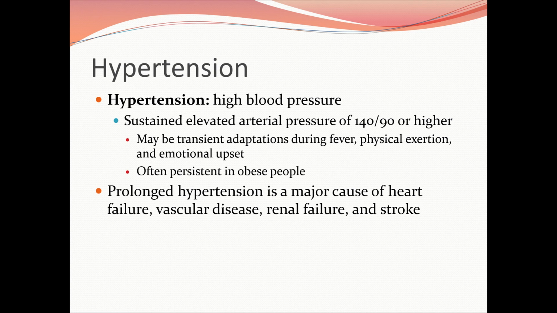Hypertension is high blood pressure. It is a sustained elevated arterial pressure of 140 over 90 millimeters of mercury or higher. It may be transient, an adaptation during fever, physical exertion, and emotional upset. However, it is often persistent in obese people. Prolonged hypertension is a major cause of heart failure, vascular disease, renal failure, and stroke.